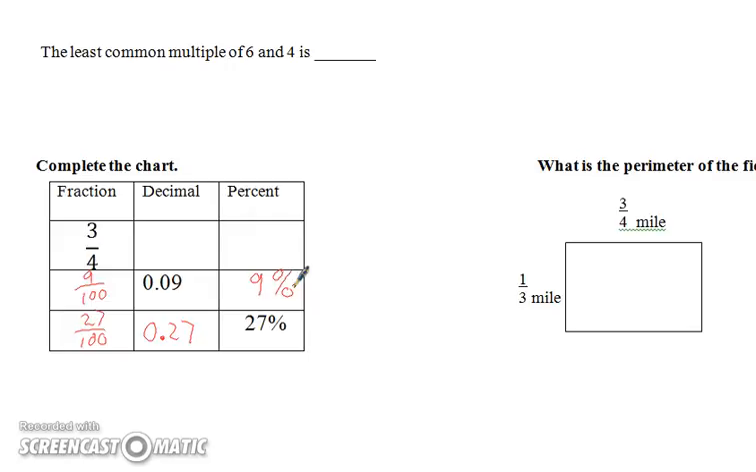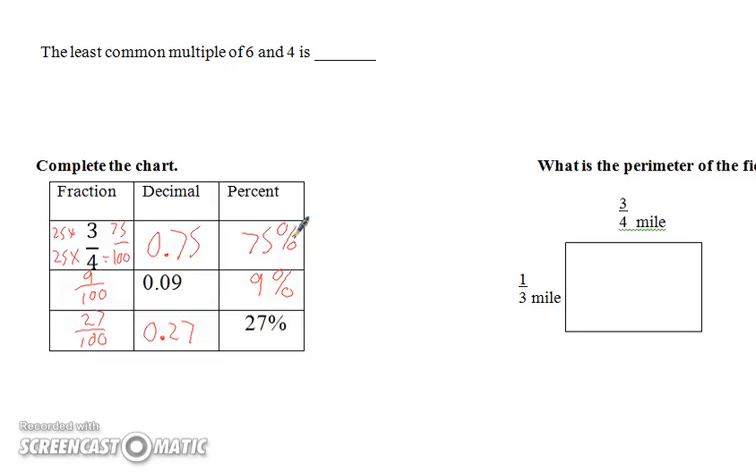Okay, 3/4, if you can't remember, I'm going to figure out a way to get this to be 100 on the bottom. So what times 4 gets me to 100? 25 does. 25 times 3 gets me to 75. And now that I know it's 75 over 100, that would be 0.75, and it would also be 75%.